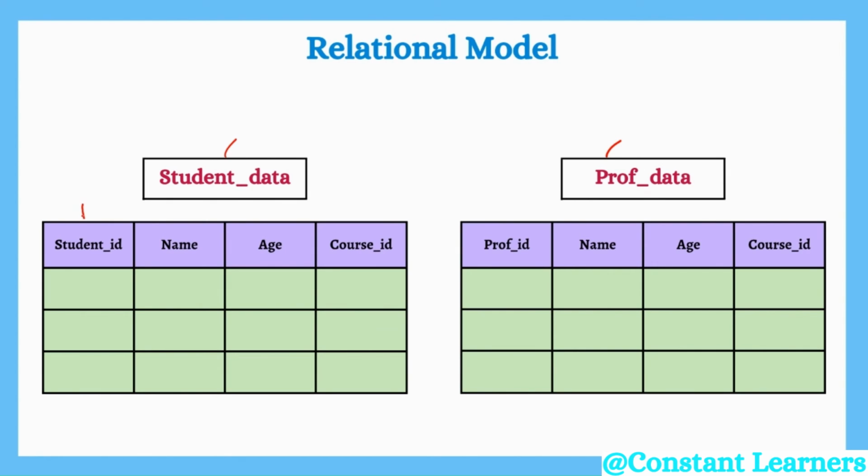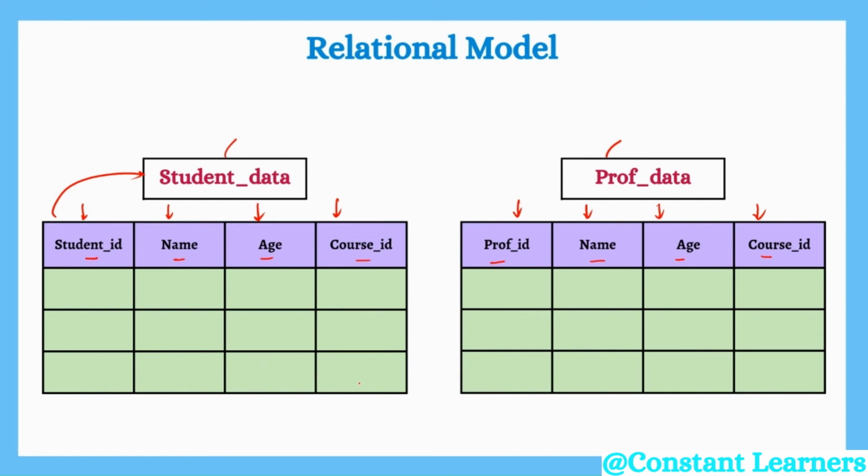These are the attributes of the student data entity. What are the attributes? Student_ID, name, age, course ID, right? So all of these attributes or all of these columns are explaining something about our entity. It is giving us some information, right? Then prof_ID, name, age, course_ID. These are giving us some information about the professor, right? And these are the attributes of the professor's data.